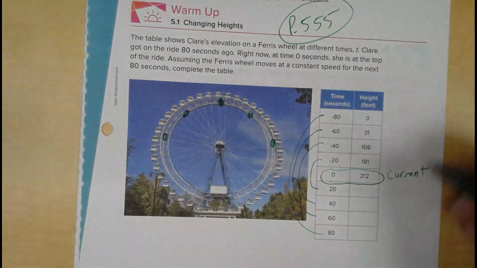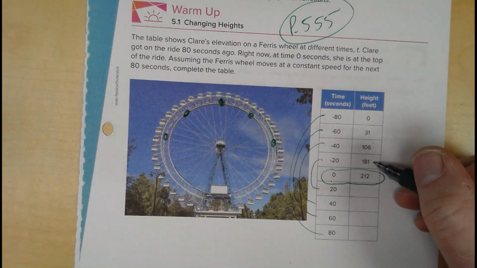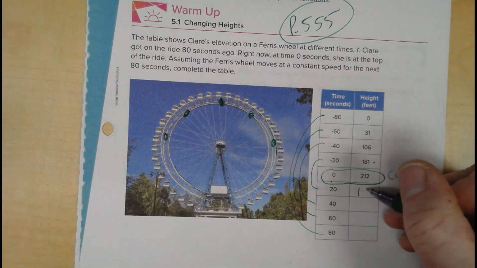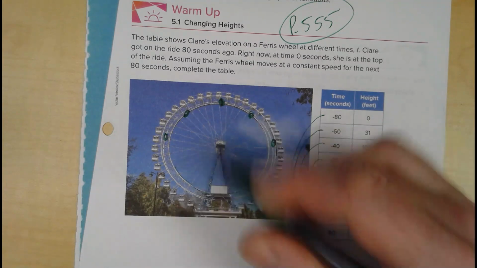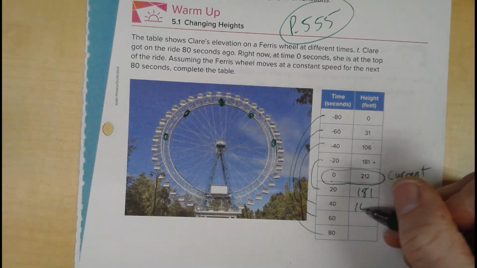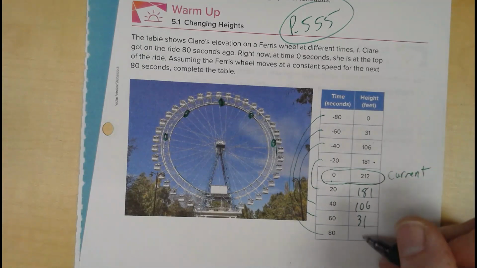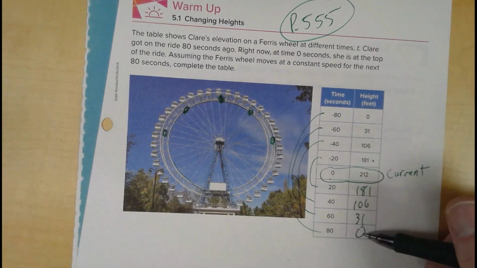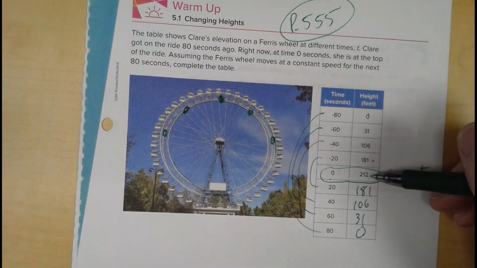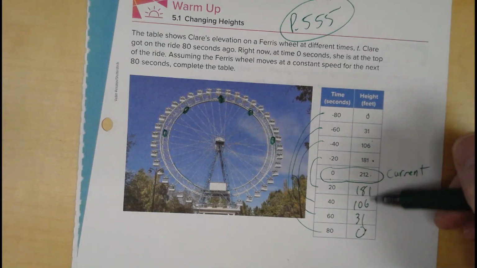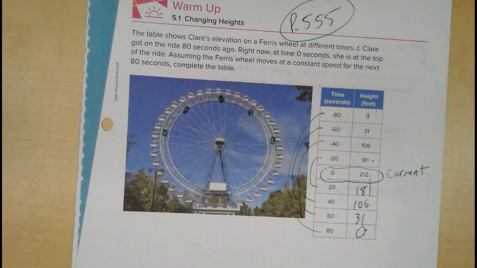All right, so these would be easy to fill in. So 20 seconds in the past will be the same thing as 20 seconds in the future because going up and down happen at the same exact rate. It's just going to be kind of on opposite sides here. And then 106, 31, and 0 because she'd be back down again. So it took her 80 seconds to go to the top and then 80 seconds to get back down to the bottom. She's descending, going up kind of in the opposite way.